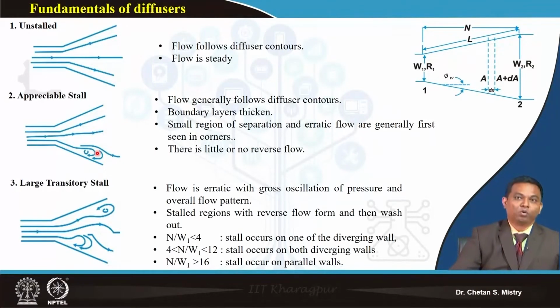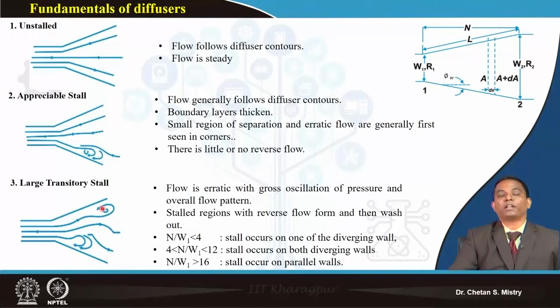Okay. Now if I go very choosy and change my dimension, here if you look at, maybe I will put a larger divergence angle. What will happen? My flow will have separation taking place from both the walls. Okay. So this is very erratic flow. You will have oscillation of pressure and my overall flow pattern gets disturbed.